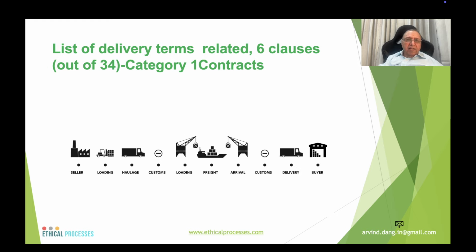Now, this is a slide which indicates the overview. On the left side is the supplier, on the right side is the buyer, and there are aspects related to the costs at the seller end, like loading, haulage, customs clearance, and loading at the port, and freight and arrival related costs, unloading related costs, customs, delivery, and buyer. I'll take this one by one.